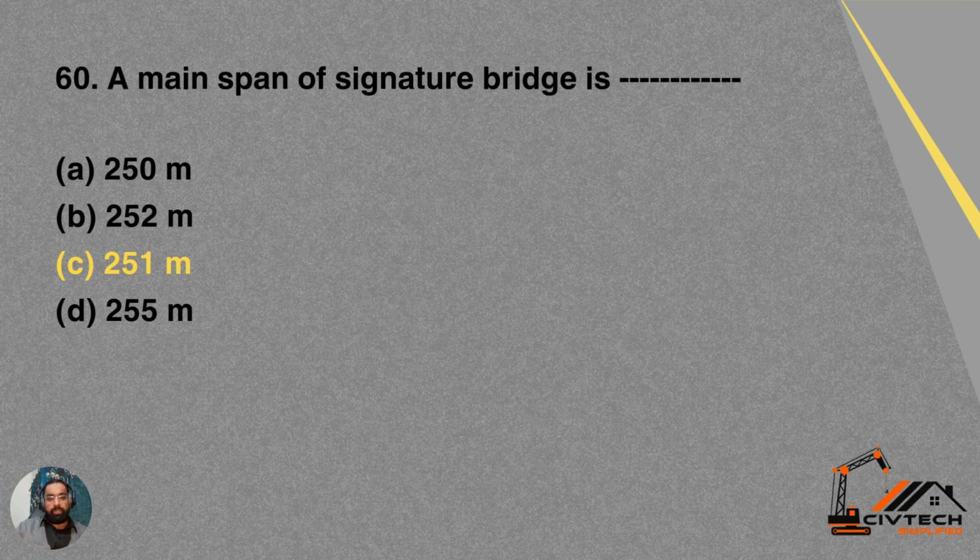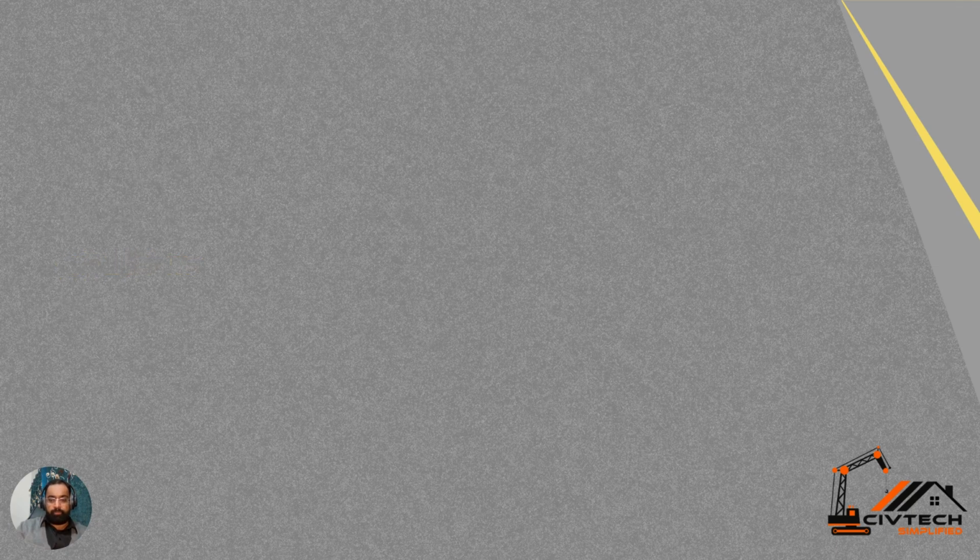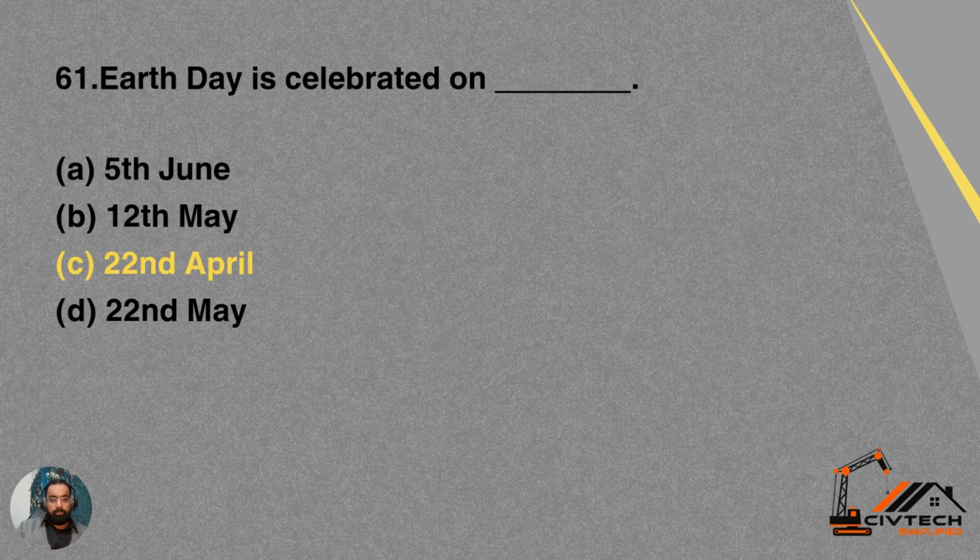Question 60. A main span of Signature Bridge is. What is the length of main span of the Signature Bridge? Option A, 250 meter. Option B, 252 meter. Option C, 251 meter. Option D, 255 meter. The main span of Signature Bridge is 251 meter. C is the correct answer for this question.